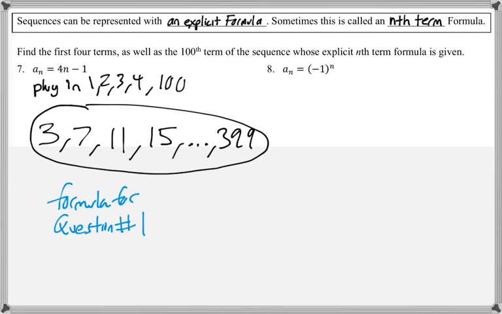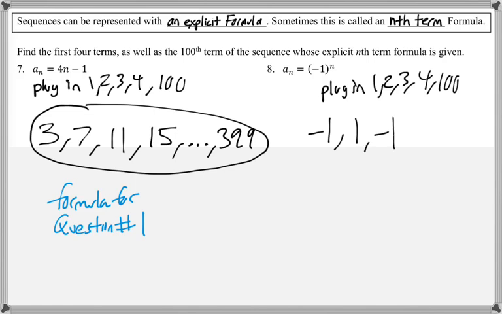Okay, looking at number 8, we have -1 to the n. And the -1 is on the inside of the parentheses. So I want to plug in 1, 2, 3, 4, and 100. So -1 raised to the 1 is -1. -1 raised to the 2 is 1. -1 raised to the 3 is -1.